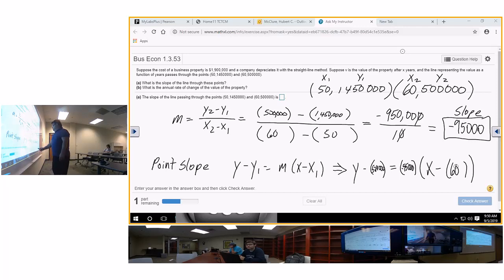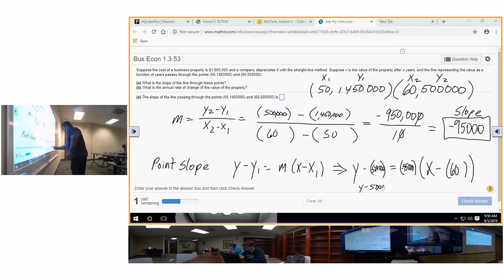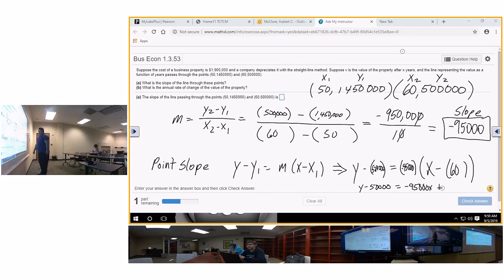Pick the smaller number. It's a whole lot easier. So y minus 500,000 is equal to negative 95,000 x plus, somebody multiply 95,000 times 60. Tell me what you get. 5.7 million.